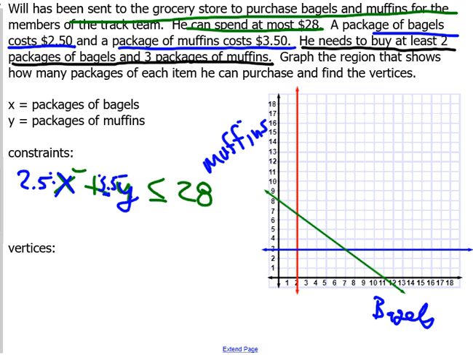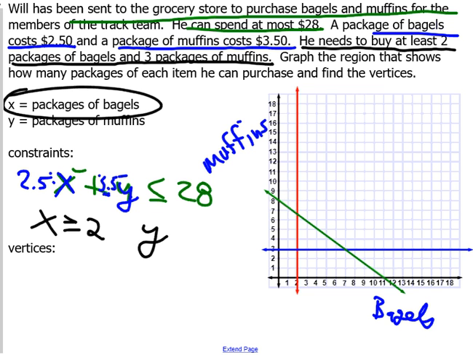Okay, which one was bagels again? Oh, it was X. I could see a kid thinking we should use 2.5x, but that's going to bring in the cost of the bagels. We don't need that. We just need to buy at least 2 packages of bagels. So x needs to be greater than or equal to 2. Raise your hand if you had that one right. Yay, there's hope for you on writing equations. And then the y is the muffin, so y needs to be greater than or equal to 3. Now, do you think that the lines up there on our graph are up there randomly?